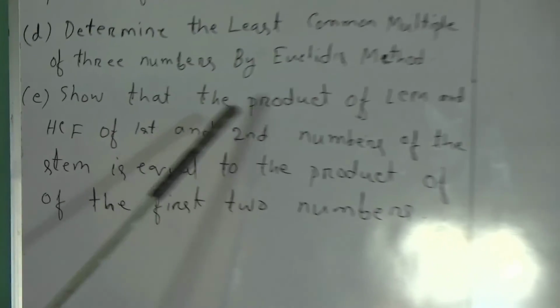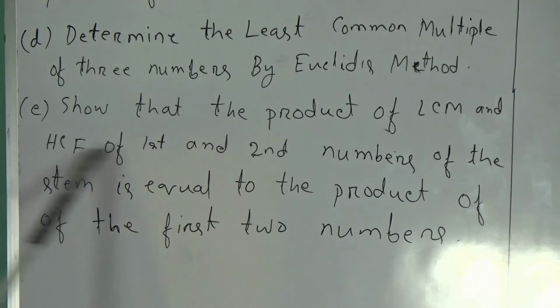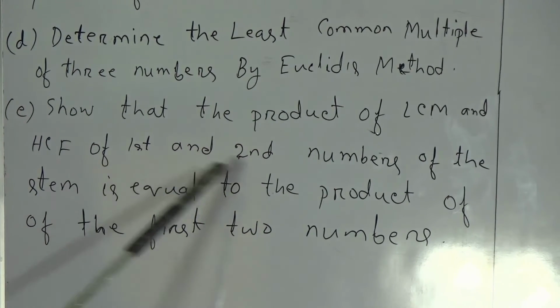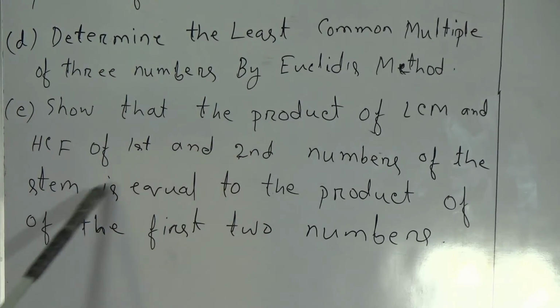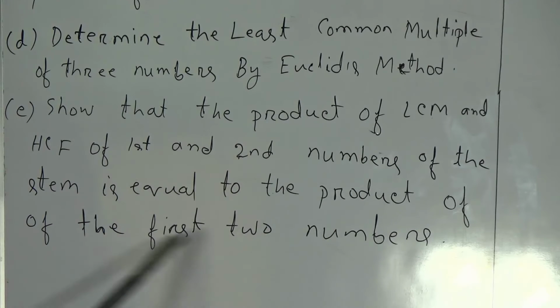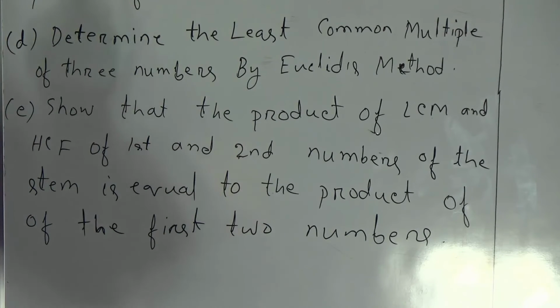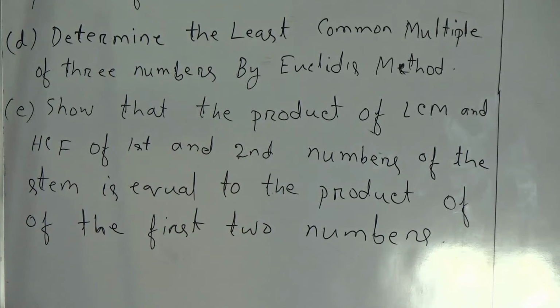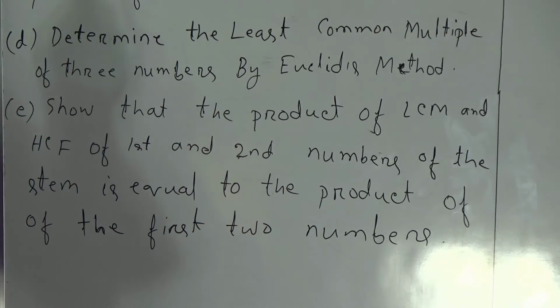Here the question is: show that the product of LCM and HCF of the first and second numbers of the stem is equal to the product of the first two numbers. So we have to find out the LCM and HCF of 28 and 48. Then we will multiply LCM with HCF, and we have to show that this value will be equal to the product of 28 and 48.